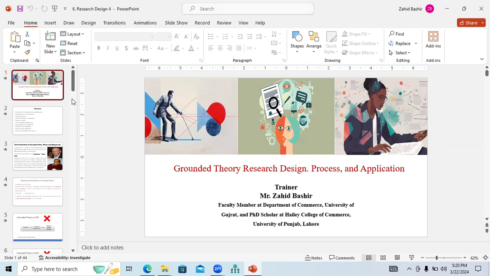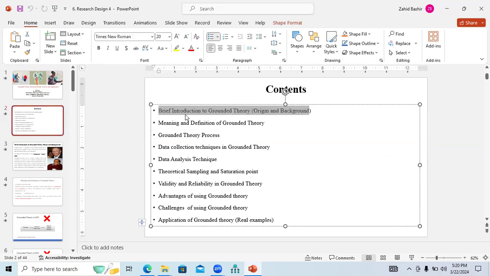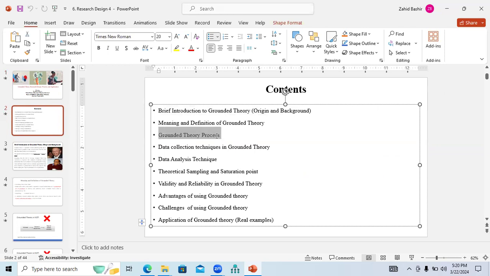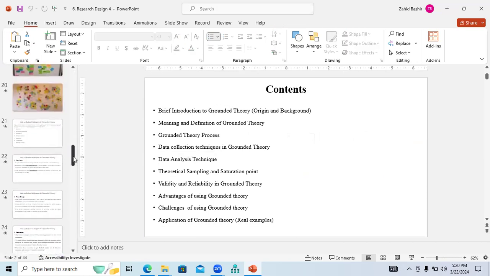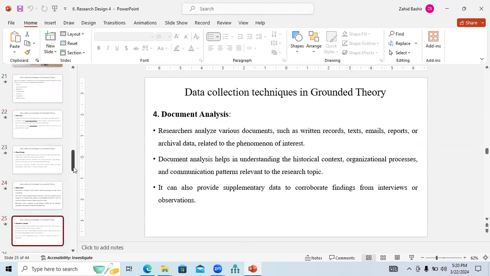So previously, I have discussed some details about the grounded theory procedure. I have discussed the brief introduction, the meaning and definition of the theory, the grounded theory process in detail, the data collection procedure, the data analysis procedure. I have discussed a lot of things about it. Today, I am going to discuss the further considerations that we could not cover previously.